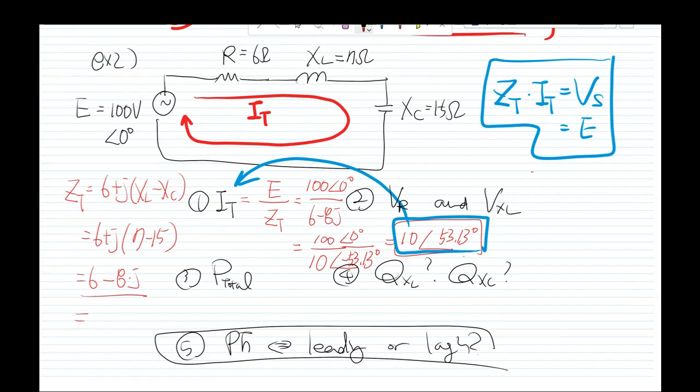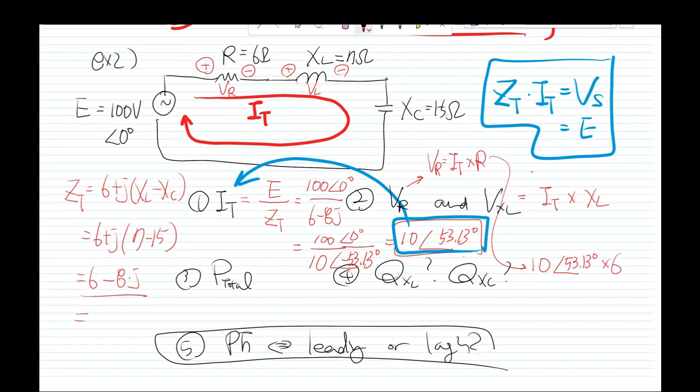The second question: we have to look for V sub R, the voltage across the resistor, and the voltage across the inductor in the AC series circuit. Same thing, Ohm's law: V sub R is I sub T multiplied by R, and V sub X sub L is I sub T multiplied by X sub L. I sub T we have already calculated, 10 at 53.13 degrees. Multiply by R. What is R?